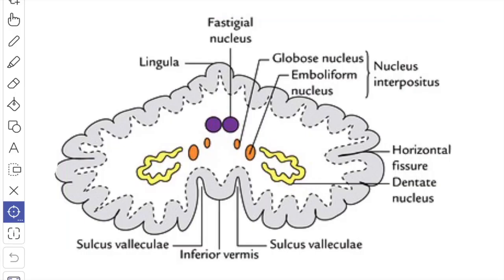The white matter of the cerebellum is made up of 3 types of fibers. You have intrinsic fibers, afferent fibers, and efferent fibers. The intrinsic fibers remain confined within the cerebellum and they connect the different regions of the cerebellum either in the same hemisphere or of the 2 cerebellar hemispheres. Through the afferent and efferent fibers, the cerebellum is connected with other parts of the CNS.